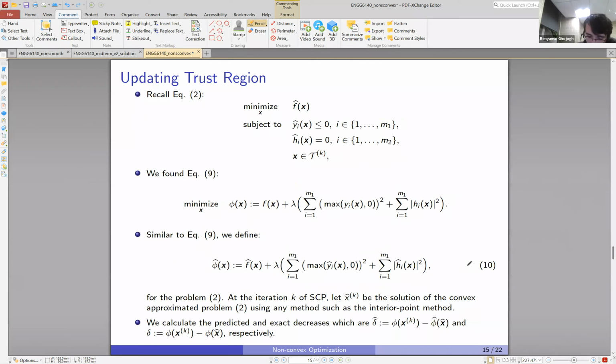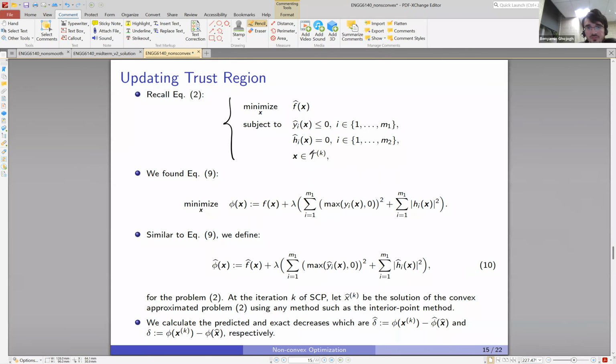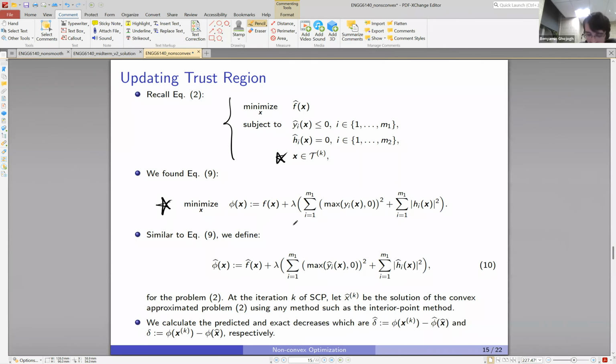Now recall equation 2. What was this? This was the convex approximation of this problem, where we had the approximation of f, y, and h as f hat, y hat, and h hat respectively. And we also had these for the trust region. Okay, we also had this in the previous slide, which was this equation 9. I have repeated it here.